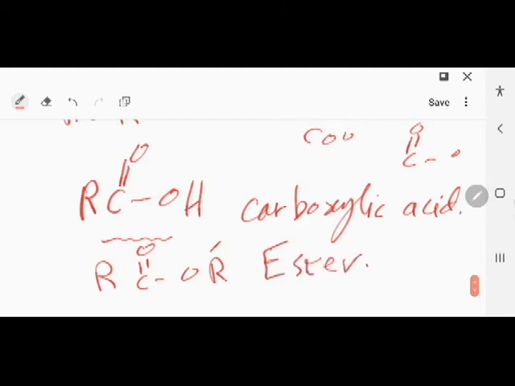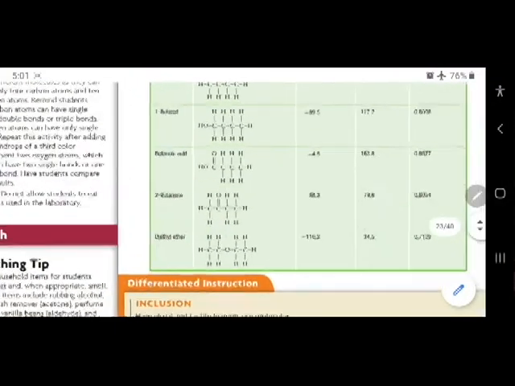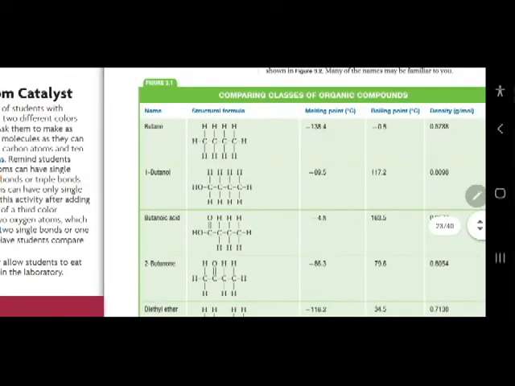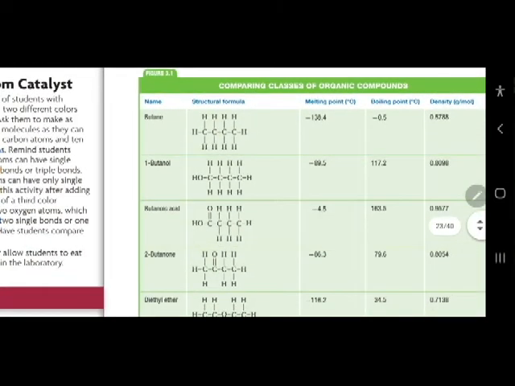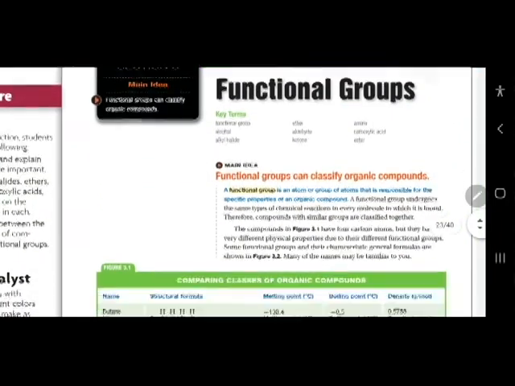So as you can see here, if we have OH, then we have alcohol. If we have COOH, we are talking about carboxylic acid, as you can see here, butanoic acid. And if we have C double bond O and we have RR, then we are talking about ketone. And this is ROR, which is ether. It is very clear here.